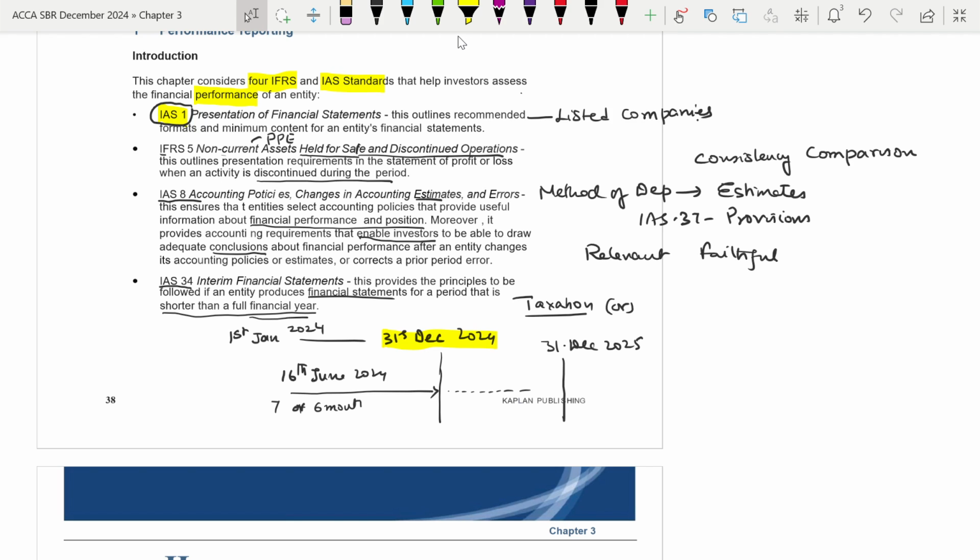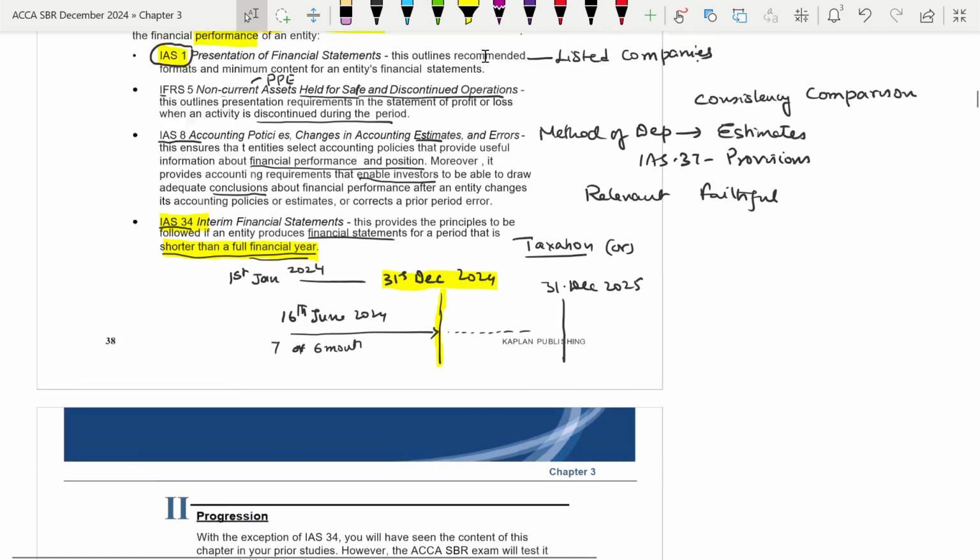If we are preparing the financial statements for the first year of incorporation, subsequently we are not going to take this first year of incorporation. Is that shorter than the full financial year? Then in that case, we say that it is an IAS 34 interim financial statement. We will go into some more details when we cover the standards.